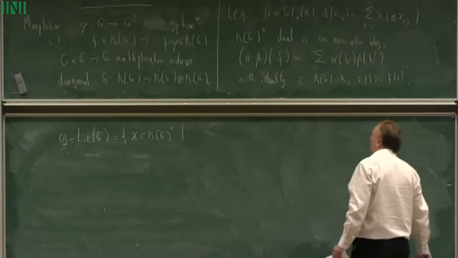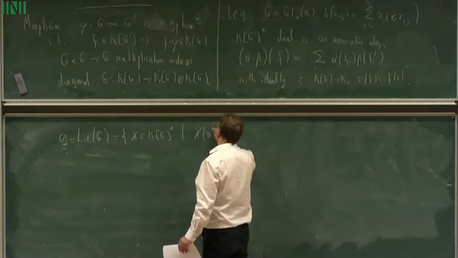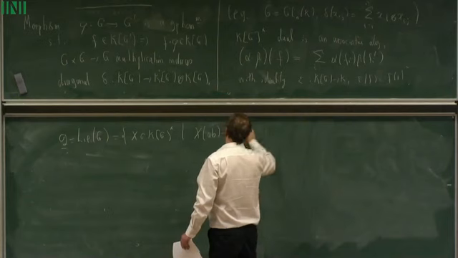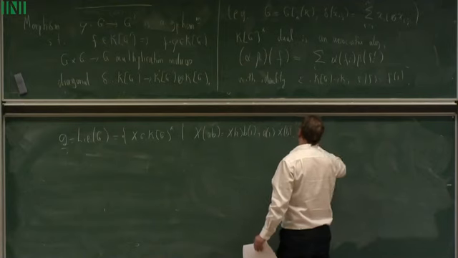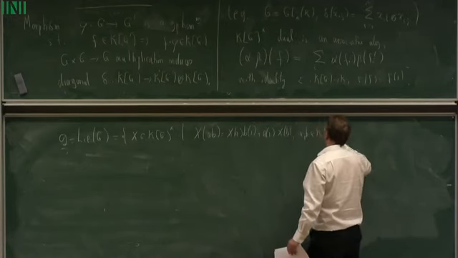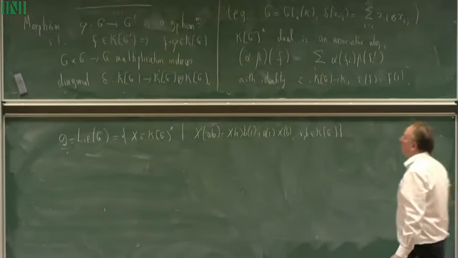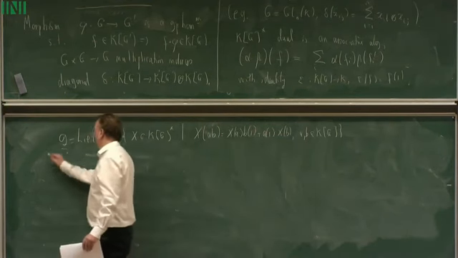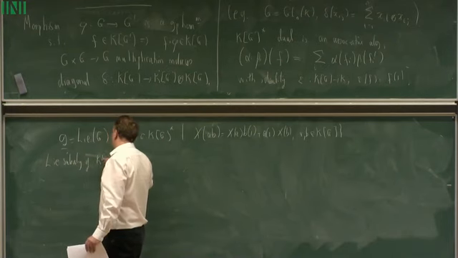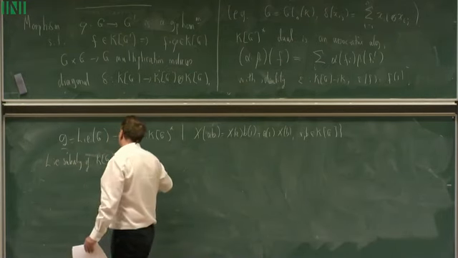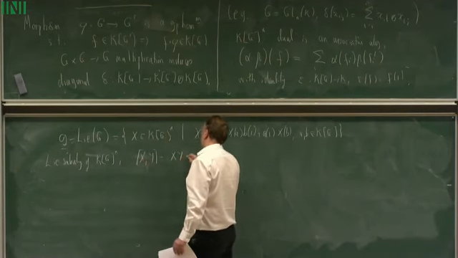This is the space of distributions x such that x(ab) is x(a)b(1) plus a(1)x(b) for a, b in K[G]. And this is actually a Lie subalgebra of the associative algebra viewed as a Lie algebra in the usual way. That is, the bracket is xy minus yx.